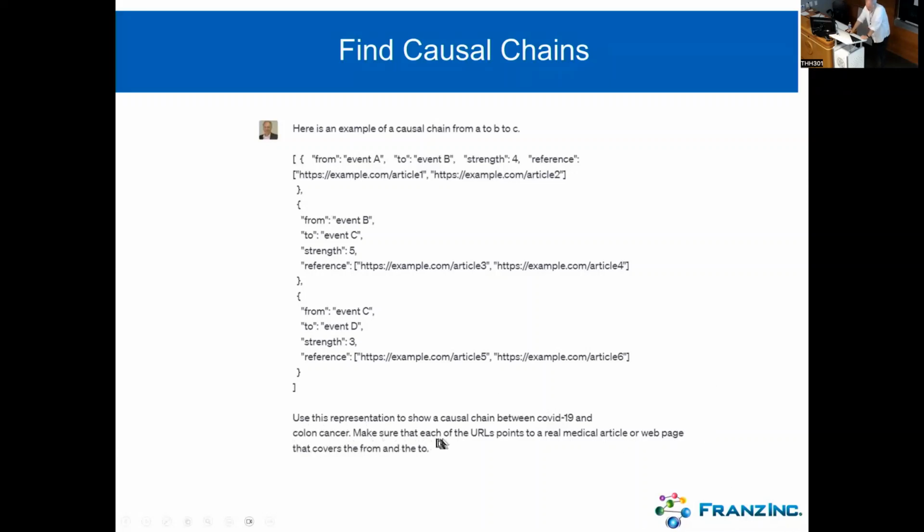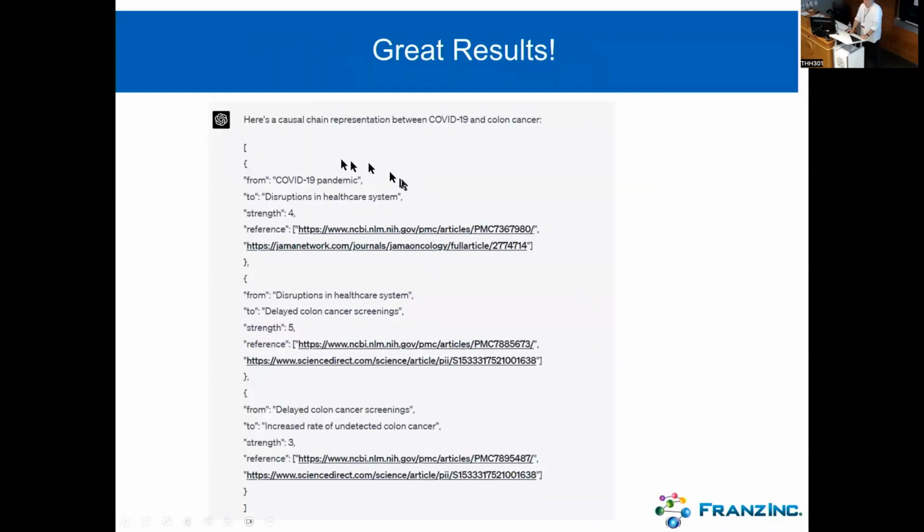Make sure that each of the URLs points to a real medical article or web page that covers the from and the to. And then when I do it, I get this beautiful chain. Here's a causal chain representation between COVID-19 and colon cancer. From COVID-19 to disruptions in healthcare, strand 4 with the reference. From disruptions in healthcare to delayed colon cancer screening, strand 5 with the reference. From delayed colon cancer screening to increased rate of undetected colon cancer. Makes sense, right? Now, this looks great.